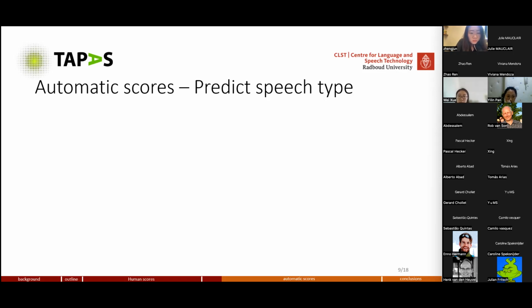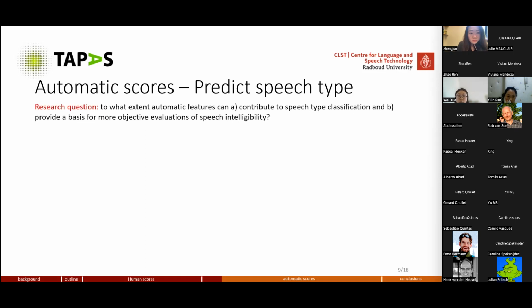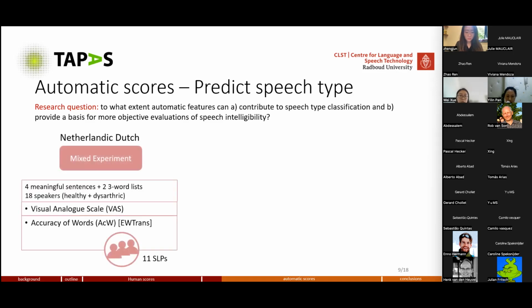So in this study, we want to explore to what extent automatic features can contribute to speech type classification and provide the basis for more objective evaluations of intelligibility. We used the data of the Netherlandic Dutch you just saw, and aside from these human scores, we also calculated several phonetic features that are related to intelligibility and can contribute to distinguishing dysarthric speech from healthy speech.